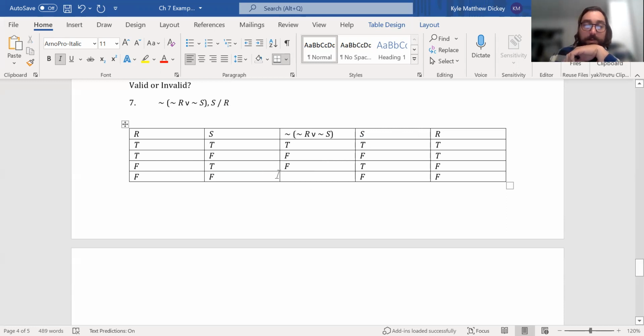Okay, and now we've got false premise 1, true premise 2, conclusion is false. Okay, that's fine, right? One of the premises is false. That doesn't tell us anything. It doesn't tell us that this is an invalid argument. All right, and then finally the last one, false, false, all the way across here. Well, is this going to be true, right? So not R is going to be true, not S is going to be true. So the disjunction is going to be true, right?